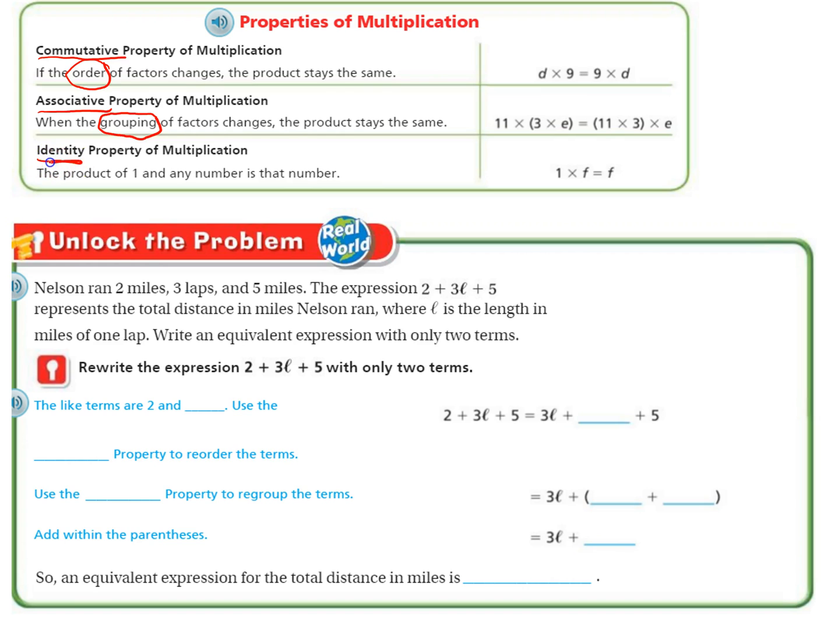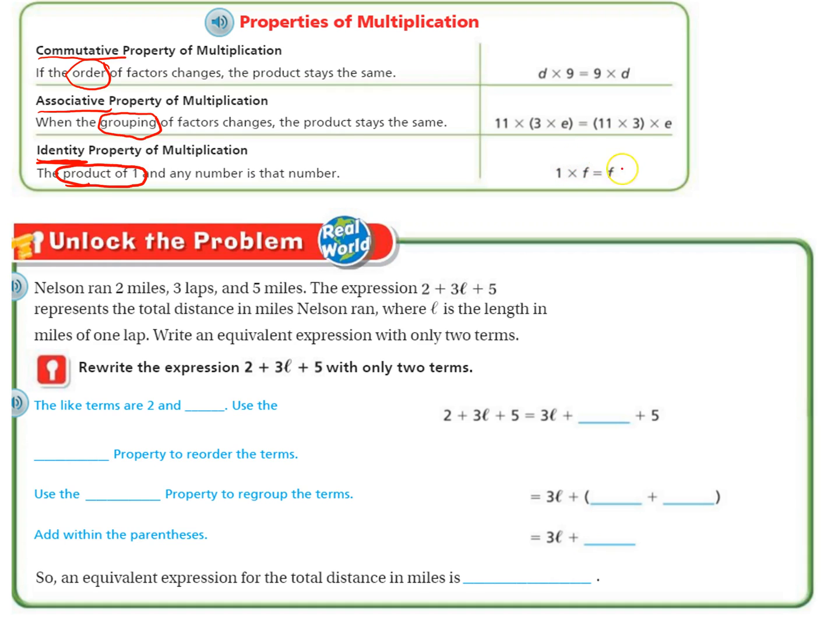Now, the identity property is a little bit different with multiplication, because if you multiply anything by 0, it just equals 0. Whereas in addition, if you add 0 to anything, you don't get 0, you get the number you started with. So the identity property of multiplication says if you multiply anything by 1, then you get the number itself.